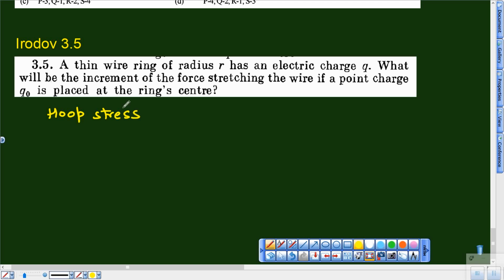So what they have said is a thin wire ring of radius r has an electric charge q. What will be the increment in the force stretching the wire if the point charge q naught is placed at the ring center? So if I keep a charge maybe somewhere over here, which is the central charge, and what they're saying is there's a ring, which is again charged.